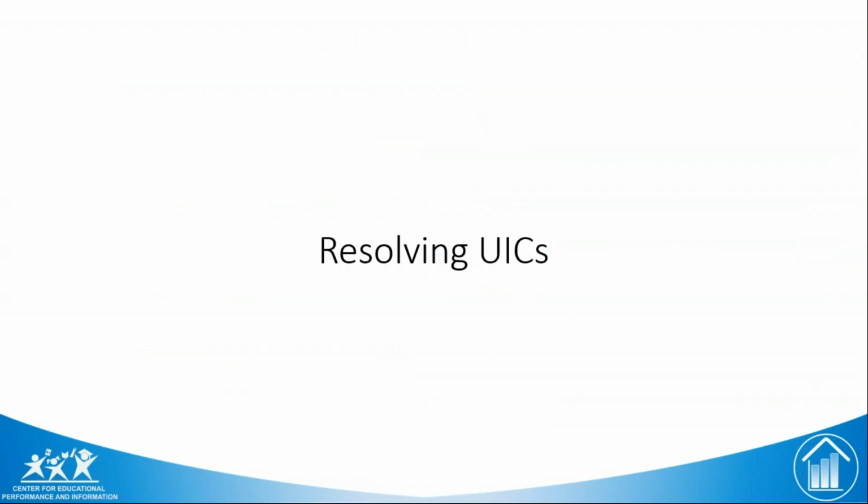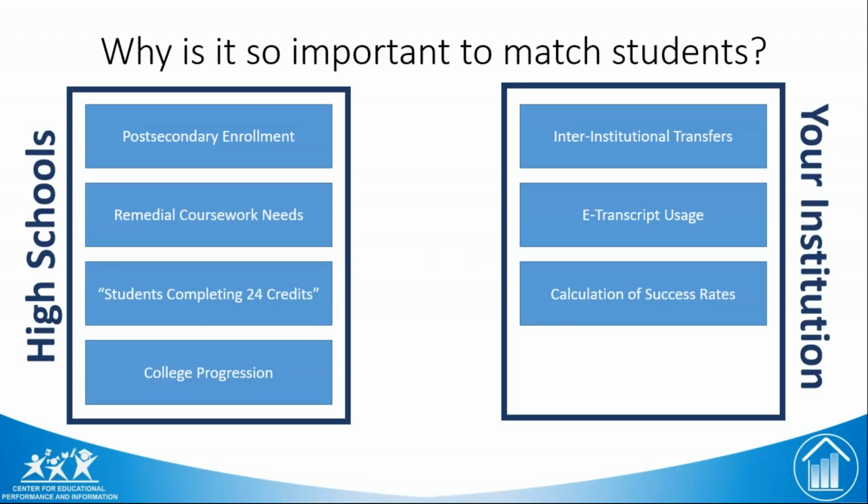So now that we have talked about how to get students into the MSDS, it'd be great in a perfect world, you upload students, they either match or get a new UIC, but unfortunately that's not how it works. There is the need to resolve students as well. So when I say resolve UICs, that means that you uploaded a student and the system found a match that was within a close enough percentage that it wants a human to resolve it rather than the computer system.